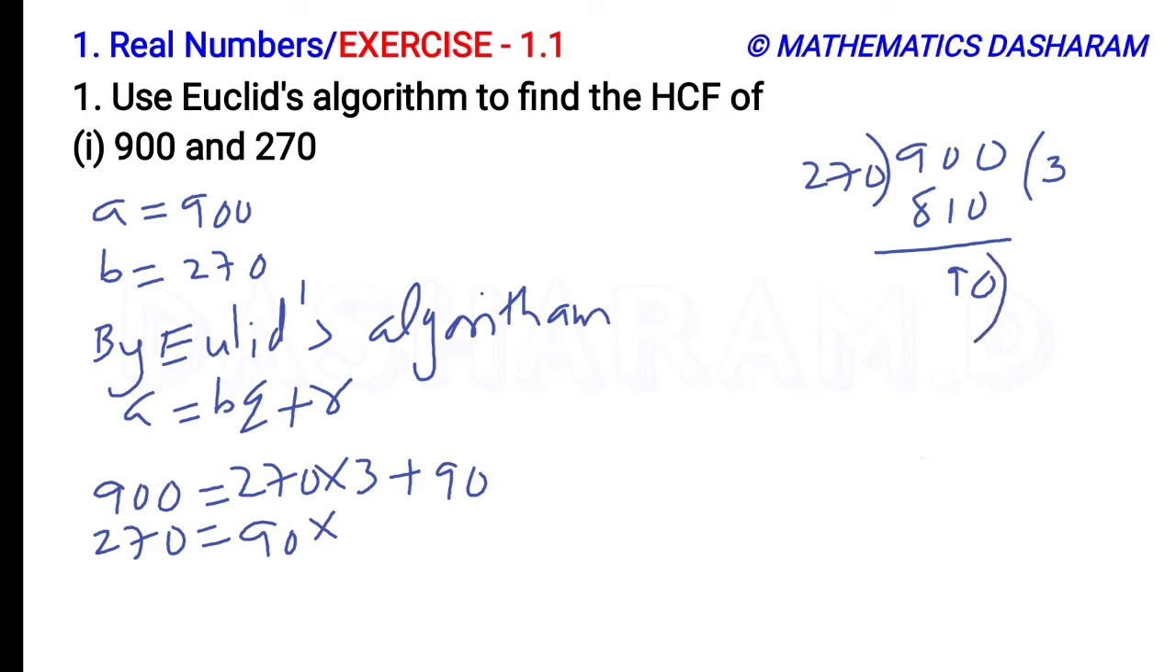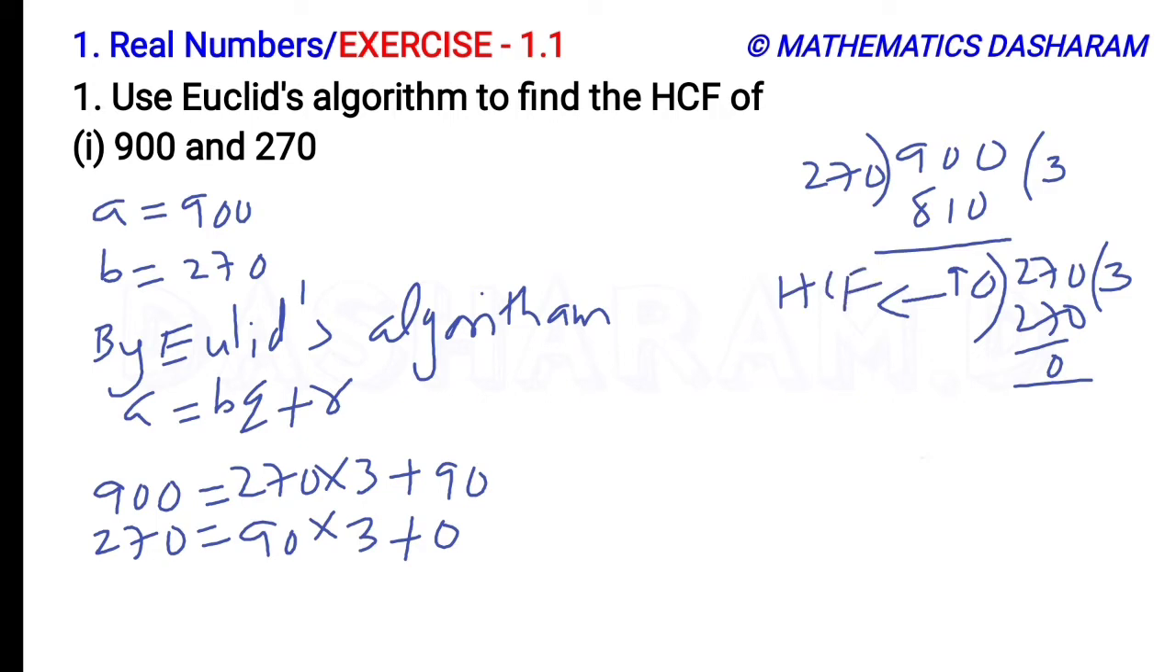So 90 is the divisor, 270 is the dividend. 90 threes are 270, remainder is 0. So here the quotient is 3, remainder is 0. At this place we got the remainder 0. Then this divisor is the HCF answer. So what is the divisor here? 90. Therefore the HCF of the given two numbers is 90.